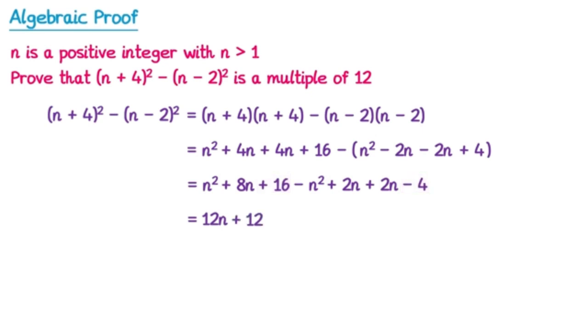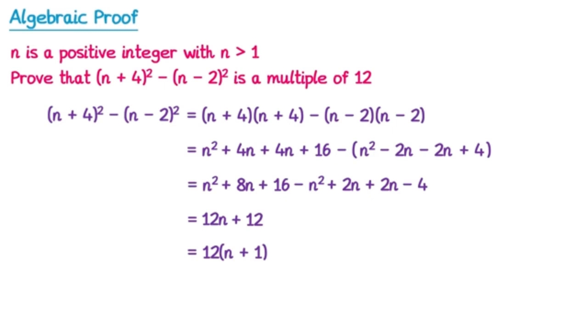Now this is not surprising that we've ended up with 12s here, since we're trying to show it as a multiple of 12. To do this properly, you now need to factorize this expression. So we're going to factorize out a 12. So it'll be 12 lots of n plus 1, since when you expand 12(n plus 1), you get 12n plus 12.